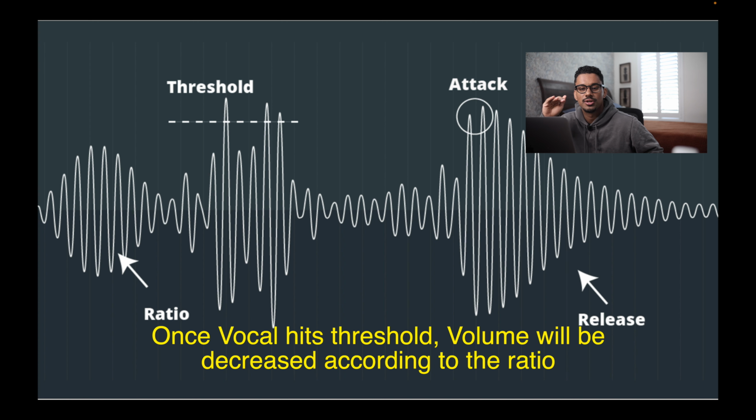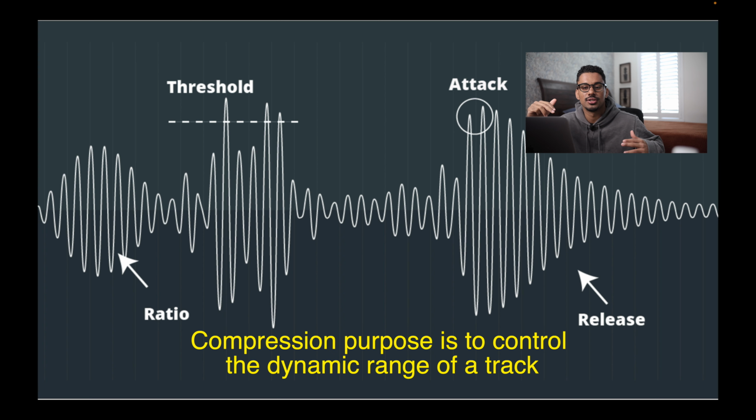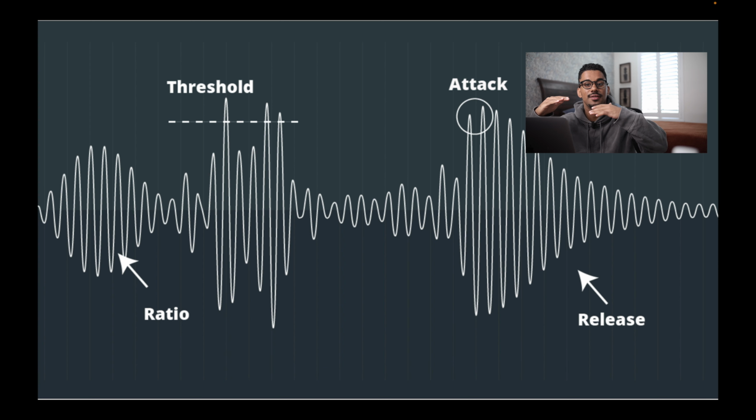So the threshold and the ratio work together. The ratio is basically how hard the compressor is going to squeeze. The purpose of a compressor is to decrease the dynamic range of a singer or a sound. Let's say you're whispering and then you scream, the compressor would make those two things sound more even if they were both running through the same compressor. You get what I'm saying? It makes the volume level between the loud peaks and the quiet parts more even.